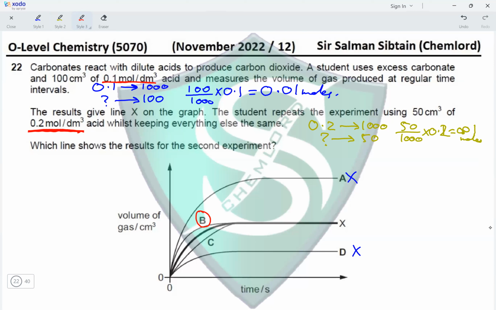But do remember that if we use a higher concentration of an acid, but the moles are the same, we will end up with the same result, but more quickly. More quickly means lesser time would be spent in achieving a result. So option B is showing exactly that. We are spending lesser time to produce the volume of gas, but the total volume remains the same. So option B becomes the correct option here.